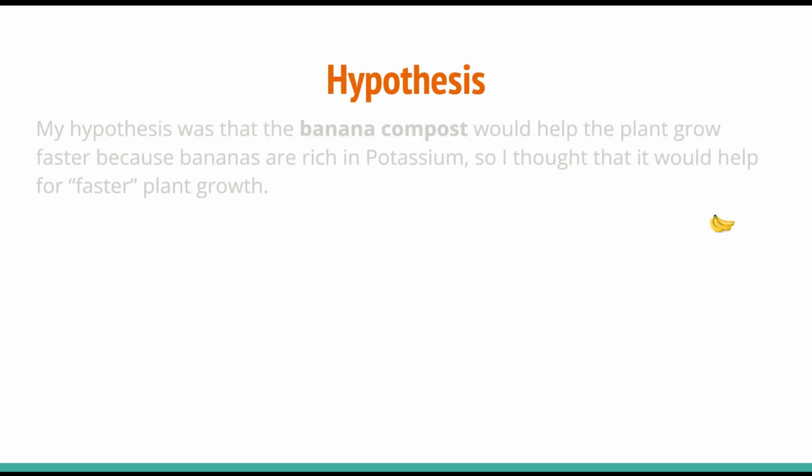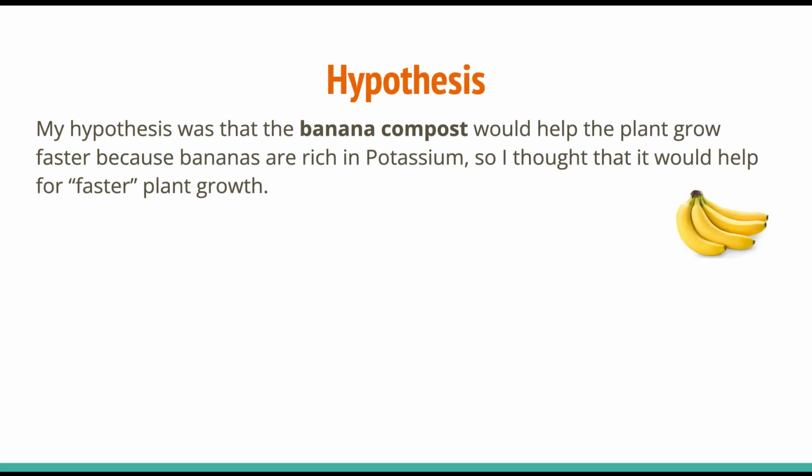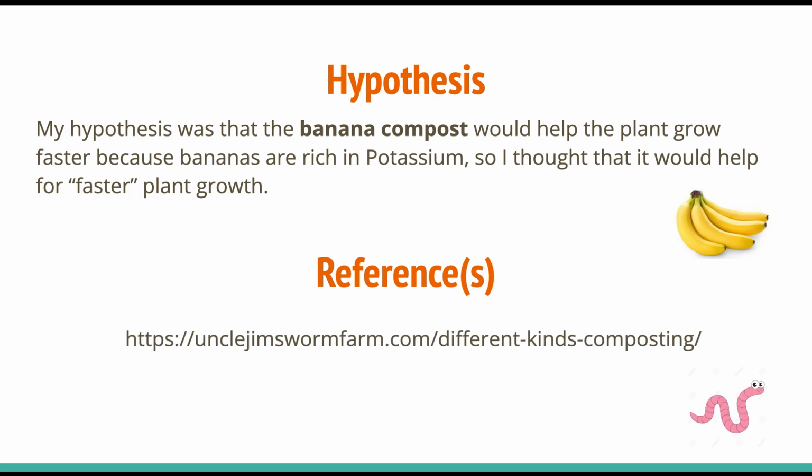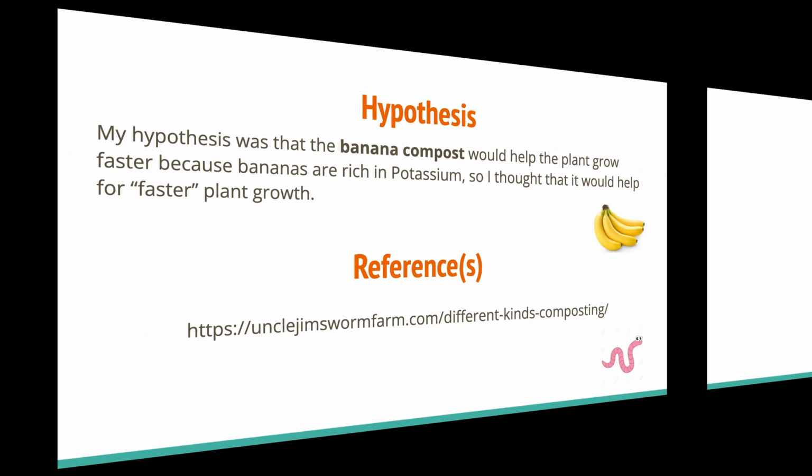My hypothesis was that the banana compost would help the plant grow the fastest because I thought that potassium in bananas will help faster plant growth. My references was this website, which helped me understand all the different types of compost.